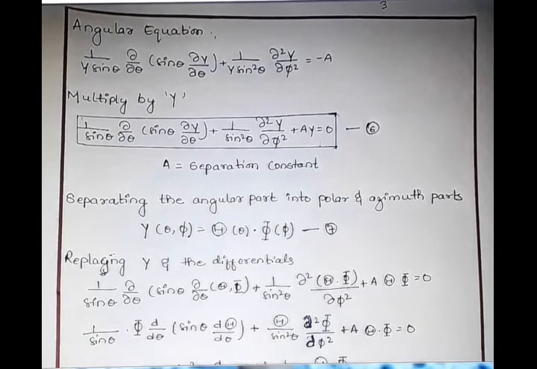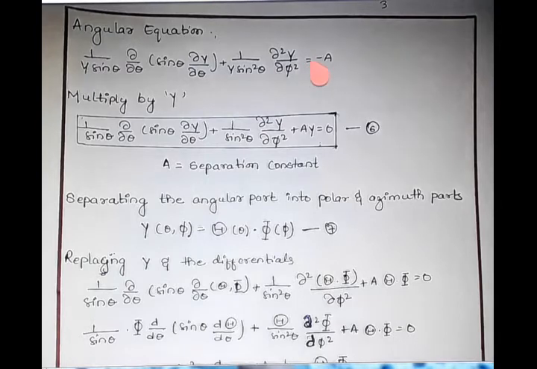Now let's talk about the angular equation. We have already derived the angular equation in equation number 4, that is 1 divided by Y sine theta into partial differential with respect to theta of sine theta into partial differential of Y with respect to theta, plus 1 divided by Y sine square theta into second partial differential of Y with respect to phi square equals minus a. We take minus a as a constant because in the radial part a is taken, so it should be equal in magnitude but opposite in sign. Therefore, we take minus a as the constant.